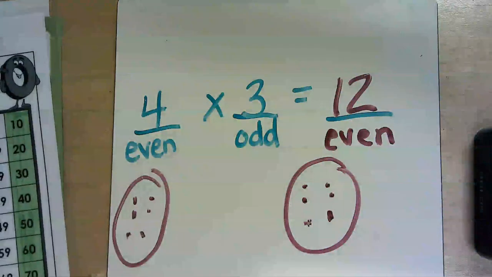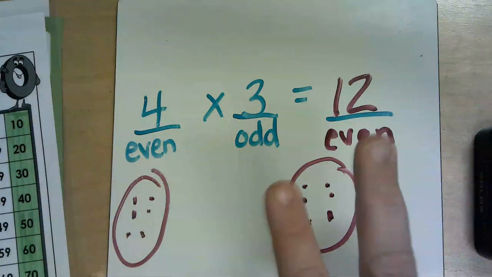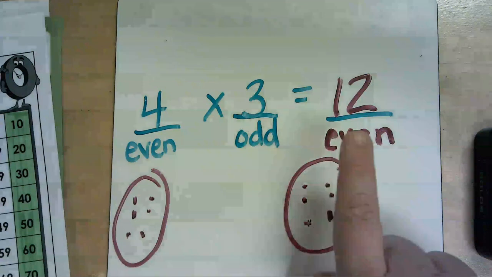So this checks out. Those are our patterns that we have. When we multiply an even number and an even number, it'll give us an even product.